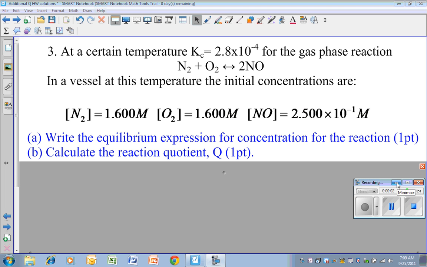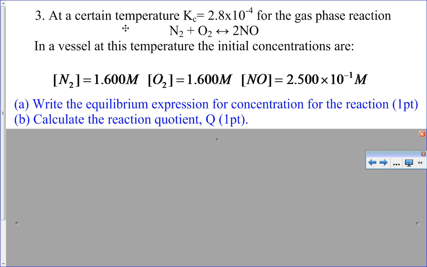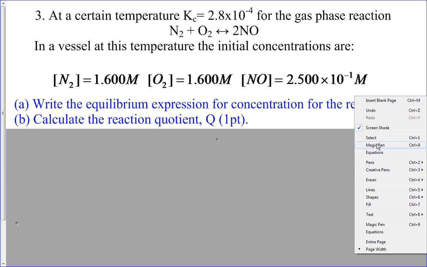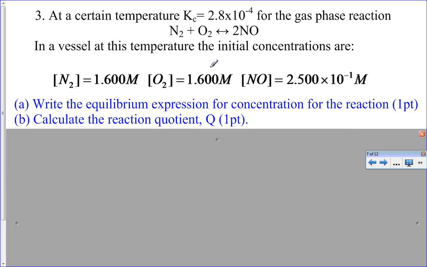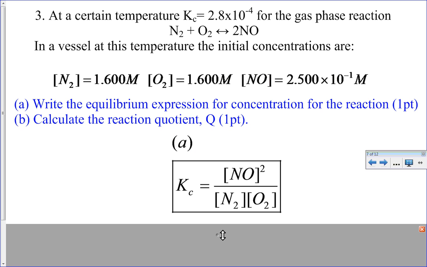For number 3, we look at a situation with concentration instead of with pressure. So we have the Kc provided, and we have our expression and our initial concentrations. So write the equilibrium expression and then calculate the reaction quotient. Very typical beginning points. So the equilibrium expression, that's our easy point.